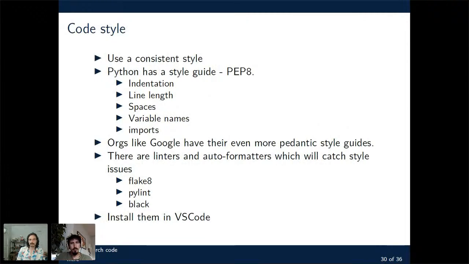Use a consistent style. Python has a style guide, which is PEP8. It tells you things like how to indent, what the line length is, spaces, variable names, imports. And a place like Google has their own super pedantic style guide. That's step one when you join in. They're like, oh no, you can't put this code in the main repo because it uses, I don't know, 2 spaces versus 4 spaces, or maybe it's the inverse.